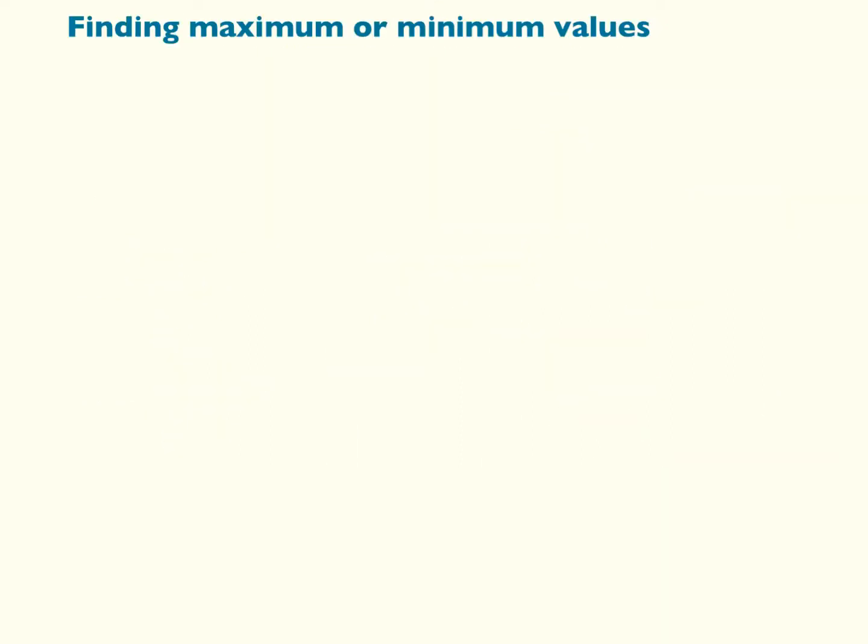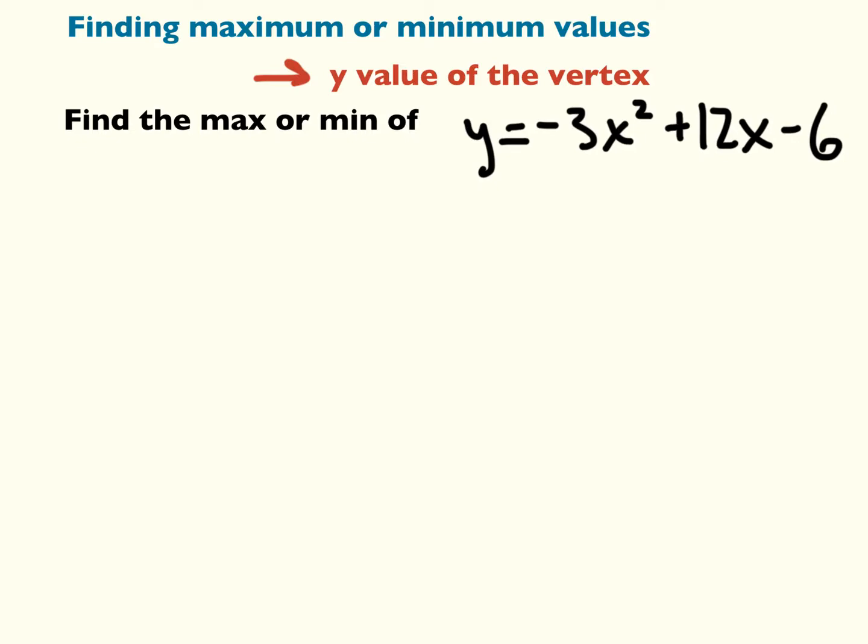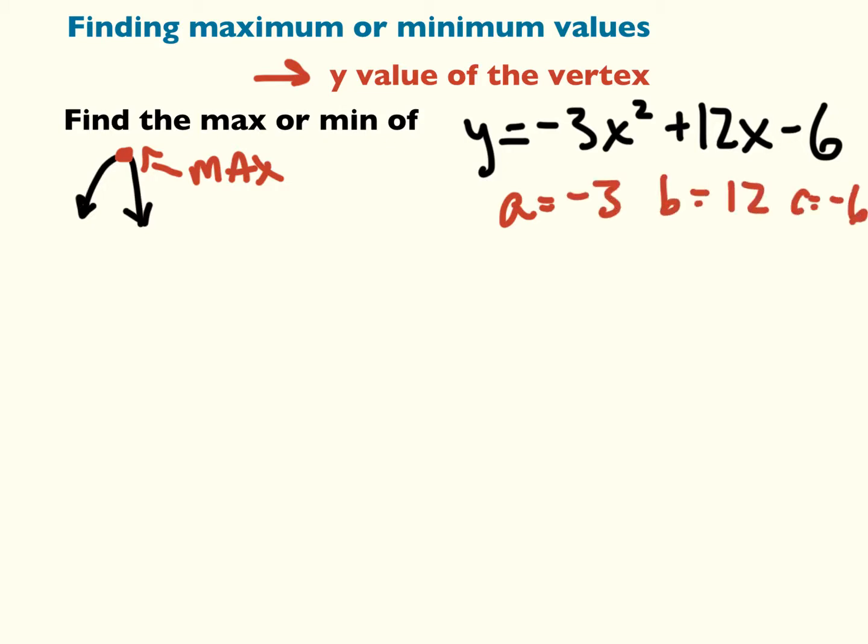Whenever we're being asked to find a maximum or minimum value, what you're really being asked is to find the y value of the vertex. All right, so let's do an example. Find the max or min of y equals negative 3x squared plus 12x minus 6. The first thing I noticed is that this is a negative 3x squared, so I know that this function is going to open down. So if this is my vertex, this must be a max. So I'm solving for a maximum value. Let's figure out what a, b, and c equal. a equals negative 3, b equals 12, and c equals negative 6.